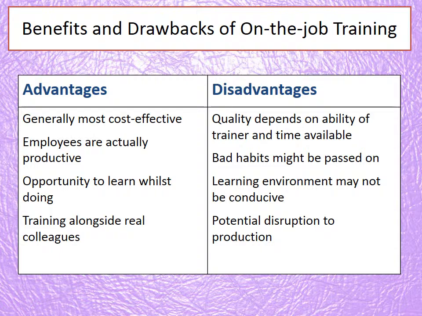So if you're working in a bar and you bring someone in and put them in the busier shifts, it's not going to be very good for them. You need them to come in when it's quiet, learn the systems, and then let them work into the busy shifts. Bad habits could be passed on if you haven't got a good trainer. The learning environment may not be too conducive to it if it's too busy. And then potential disruption to production could occur where mistakes are made.